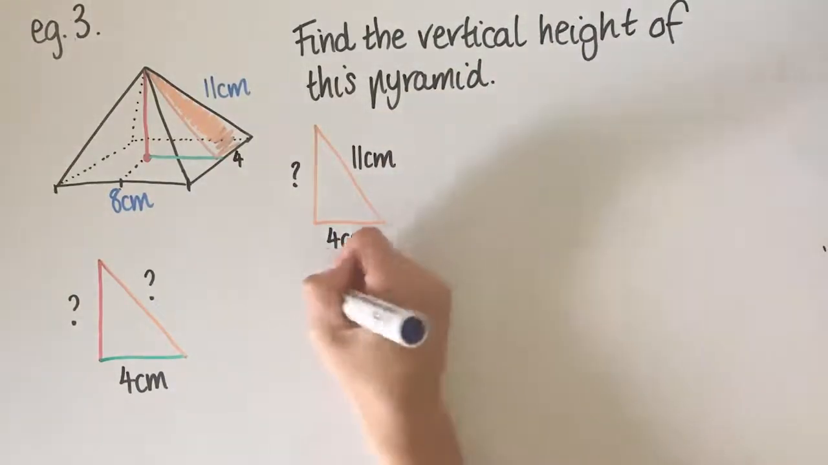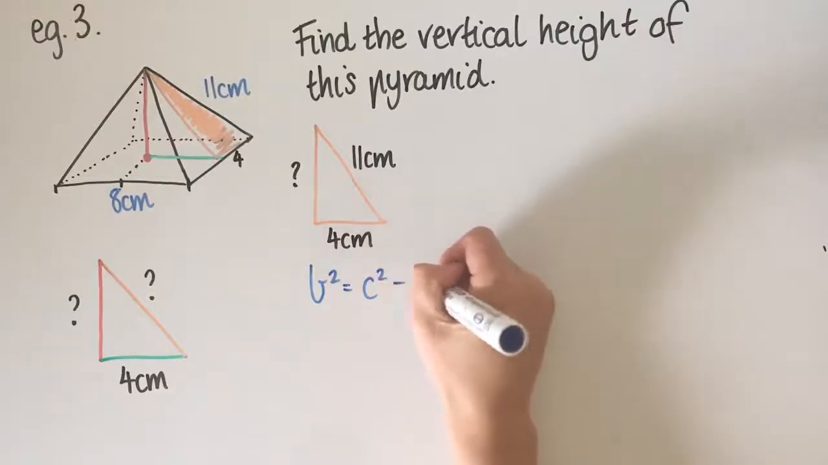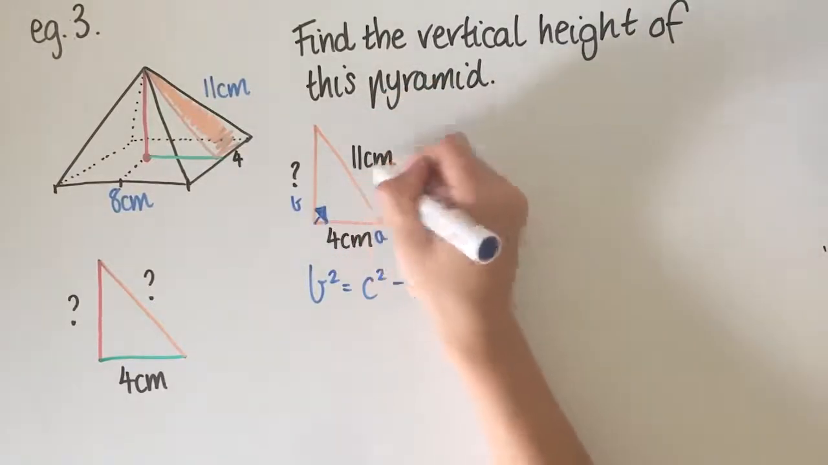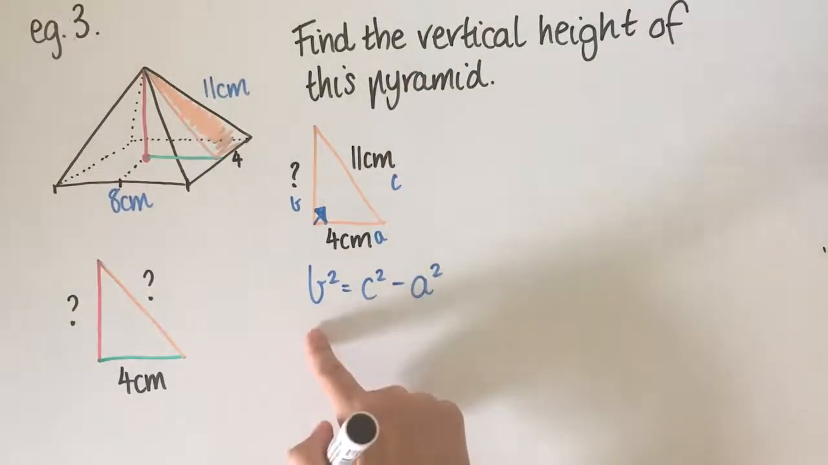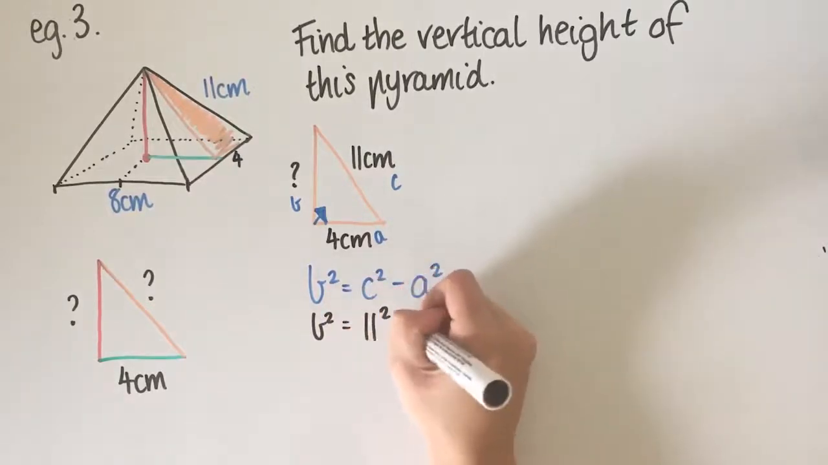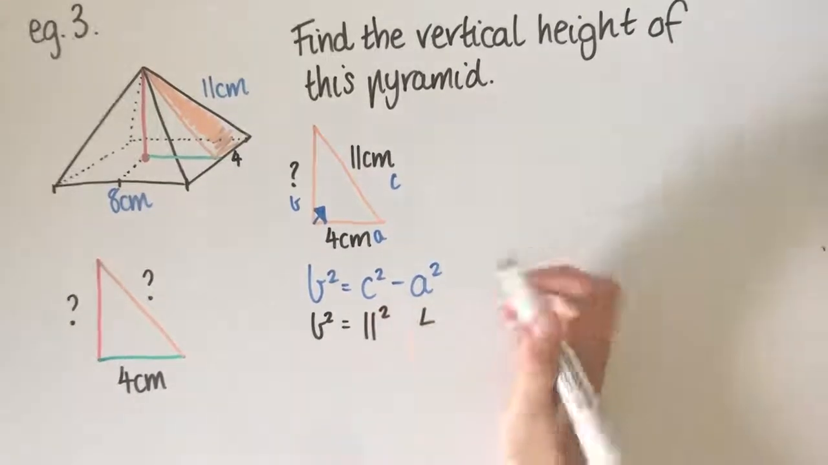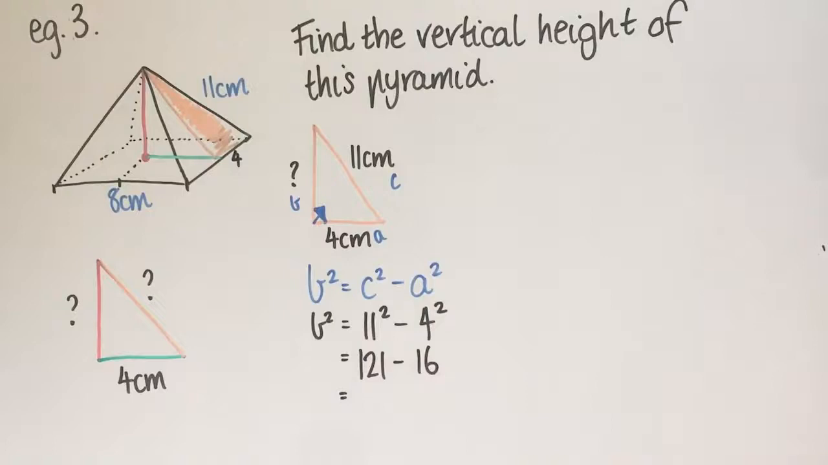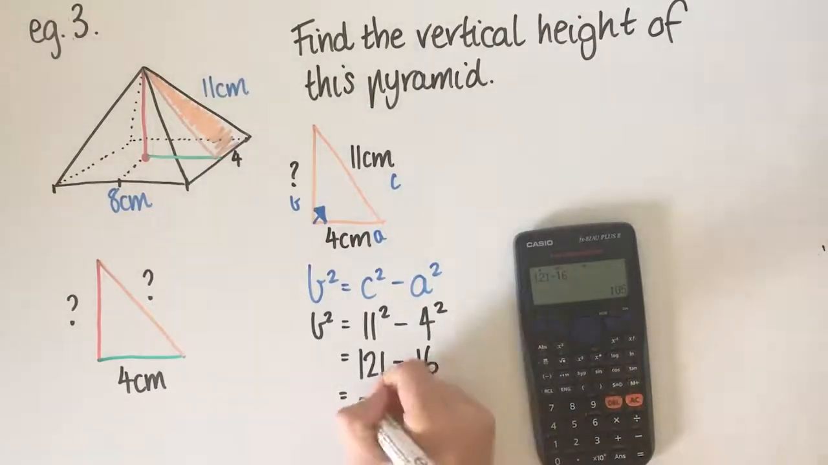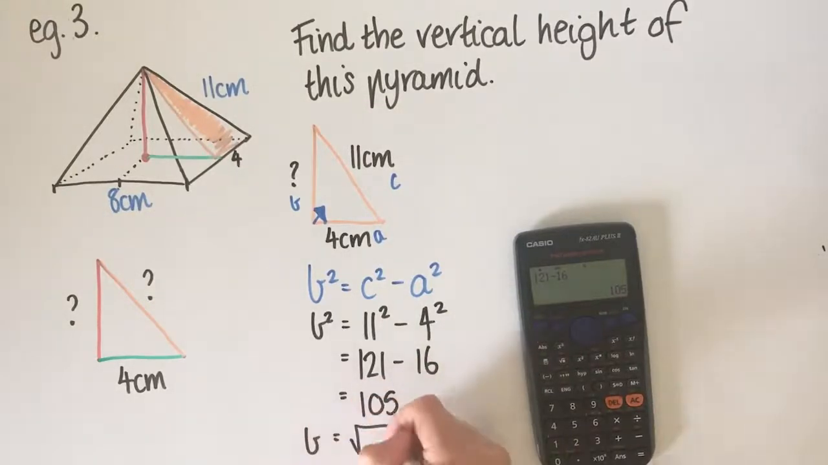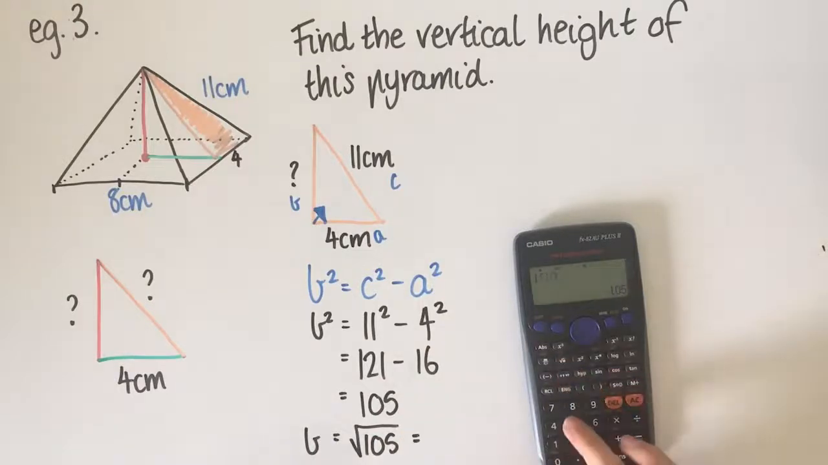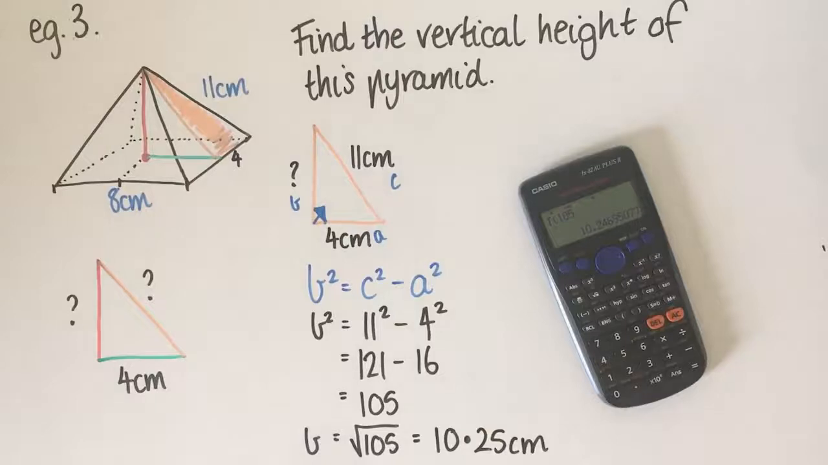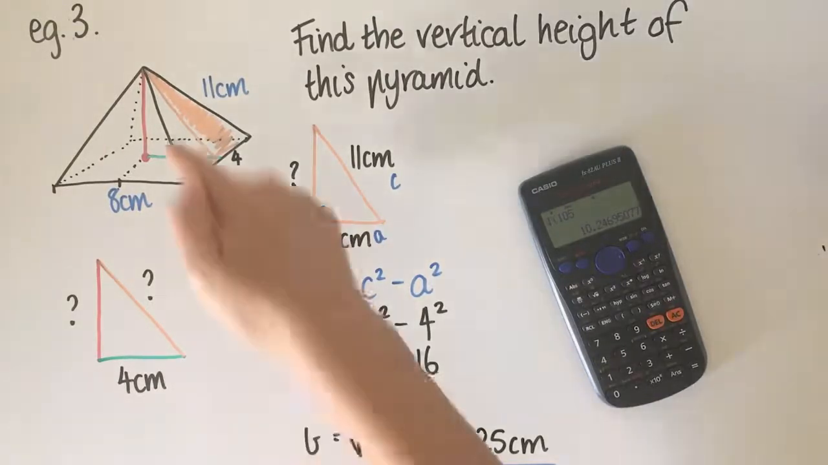but I don't know what this is here. Okay, so I'm going to use the formula b squared equals c squared minus a squared because I'm actually trying to find a short side. So if I make this b, this a, and this c, because this is opposite my right angle, so that's my c, that's why I've chosen this formula. So b squared is going to be 11 squared minus 4 squared, which is 121 minus 16, which on my calculator is 105. So to find b, I need the square root of 105, and that is going to be 10.25 centimeters. Okay, so I found the length of this part of my triangle.